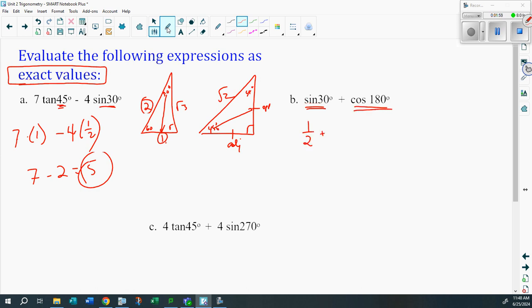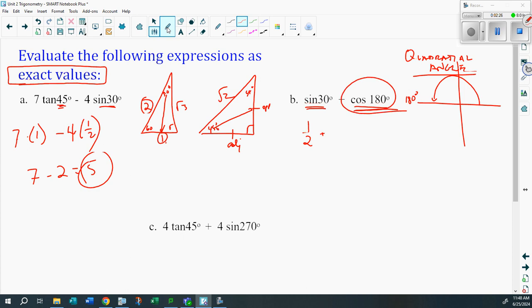Now, cos of 180, that one's kind of interesting. Well, let me just draw it out. Remember, where is 180 degrees? 180 degrees is over here. So this is what we call a quadrantial angle. Okay? And quadrantial angles are kind of weird. Throw that in your calculator. As soon as you see a quadrantial angle, just chuck it in your calculator. You're going to be in for a surprise. Cos of 180 degrees is actually -1.